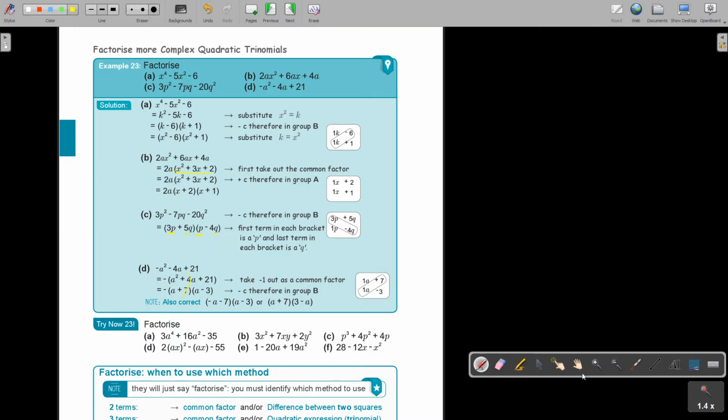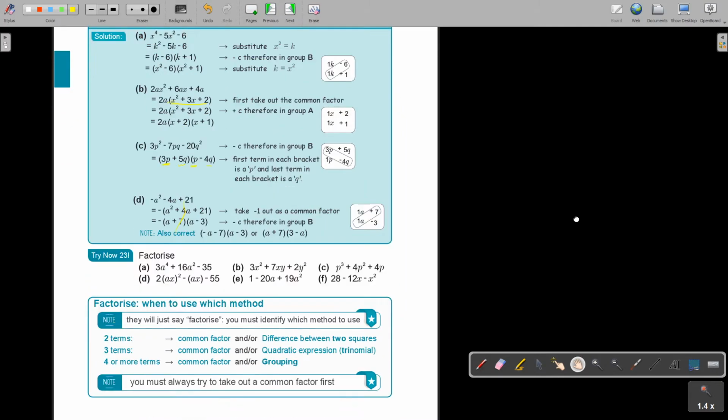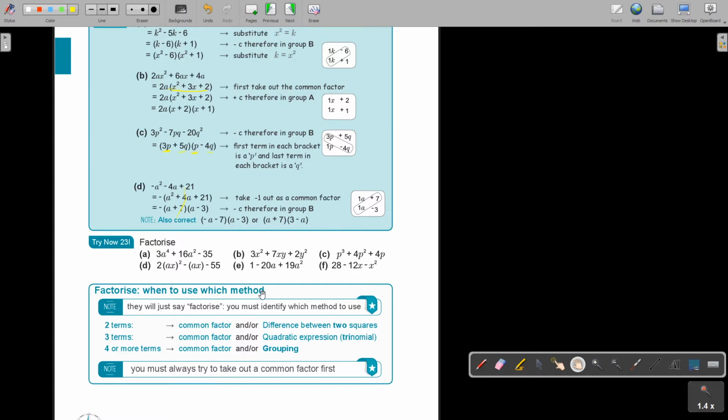Okay, and maybe I just remind you, factorize, when to use which one. If it's 2 terms, always try common factor, then difference between 2 squares. 3 terms, try common factor, then trinomial. If it's 4 or more terms, try common factor, then grouping. So always first try to take out a common factor. Okay, and we can go back.